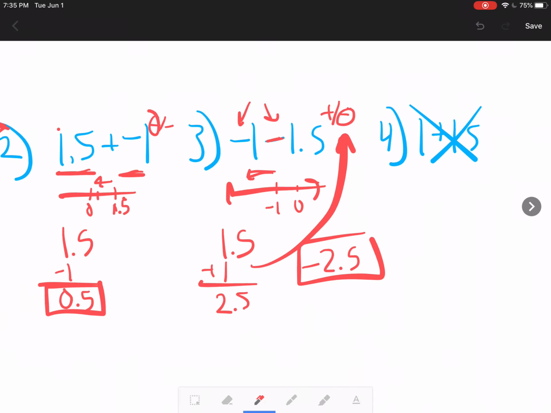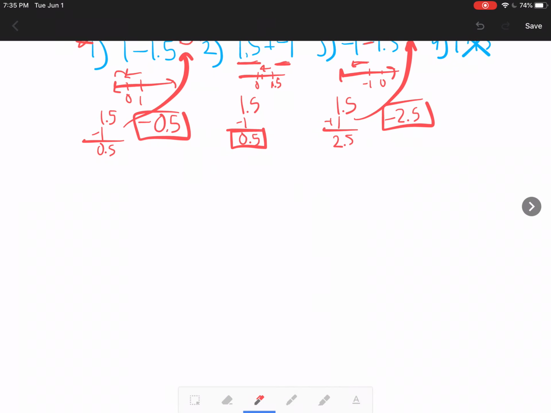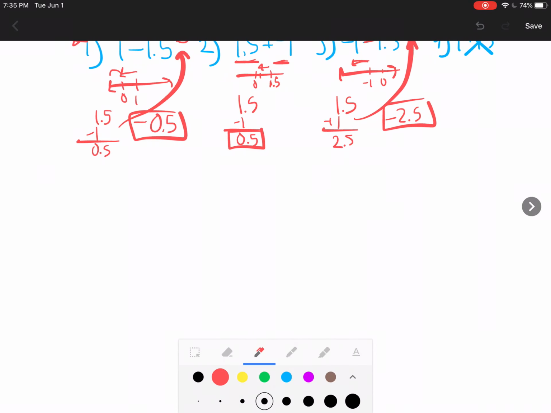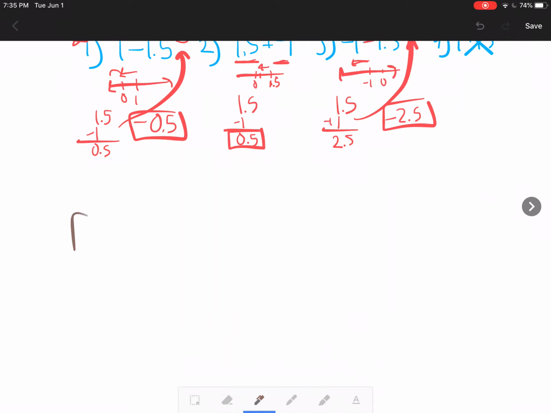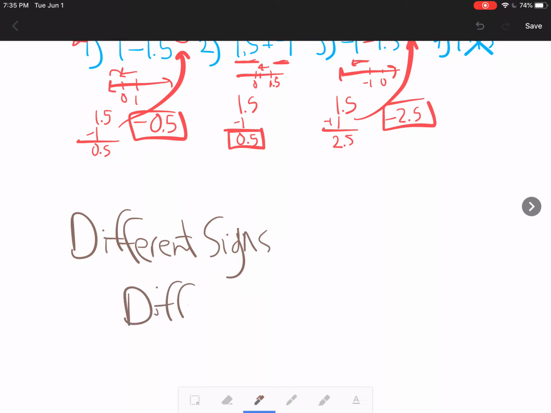Now let's sum all this up with one of the smarter things I've said by accident. It happened one day in a classroom, totally awesome. And this is what it is. Different signs, difference. Difference, that's how we spell that.